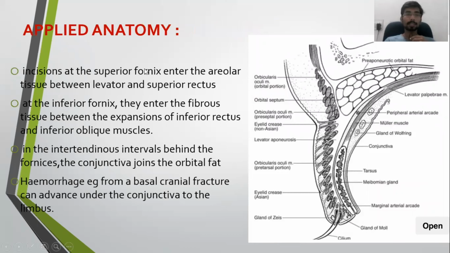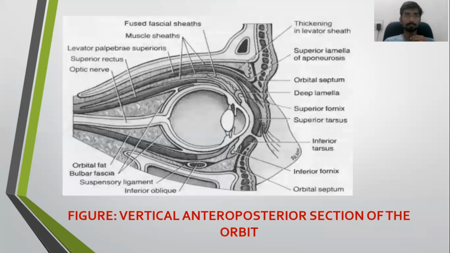Applied anatomy. Incision at the superior fornix enter the areolar tissue between the levator and superior rectus. And at the inferior fornix, they enter the fibrous tissue between expansion of inferior rectus and inferior oblique muscles. In the intertendinous intervals behind the fornices, the conjunctiva joins the orbital fat. Hemorrhage from a basal cranial fracture can advance under the conjunctiva to the limbus. So vertical anteroposterior section of the orbit showing fornix, superior and inferior fornix.